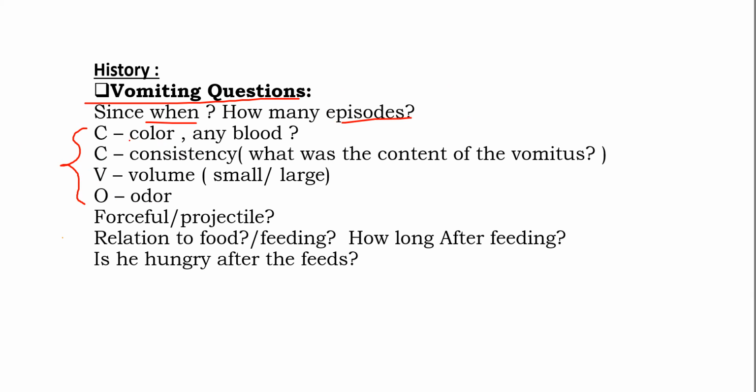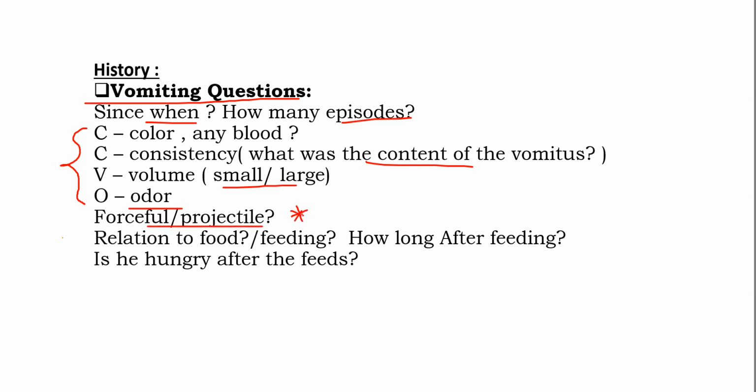So first ask what's the color of the vomitus, any blood in it, and what is the main content of the vomitus. So is it just breast milk or the food? So we want to know the content of the vomitus. Is it small or large in amount? And is it very foul smelling? Is it forceful or projectile?